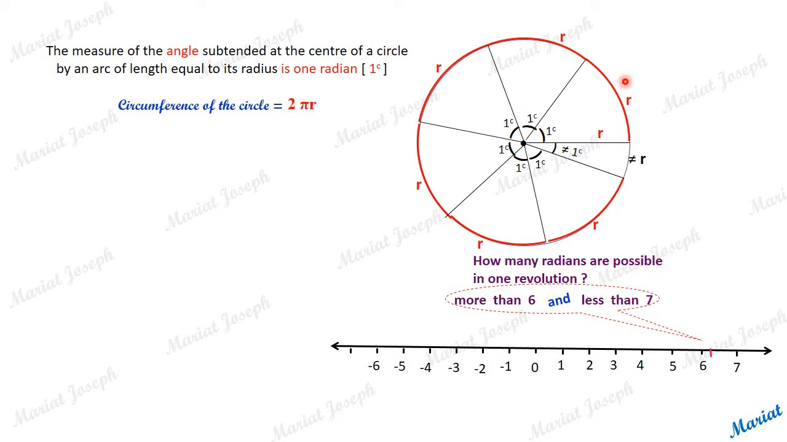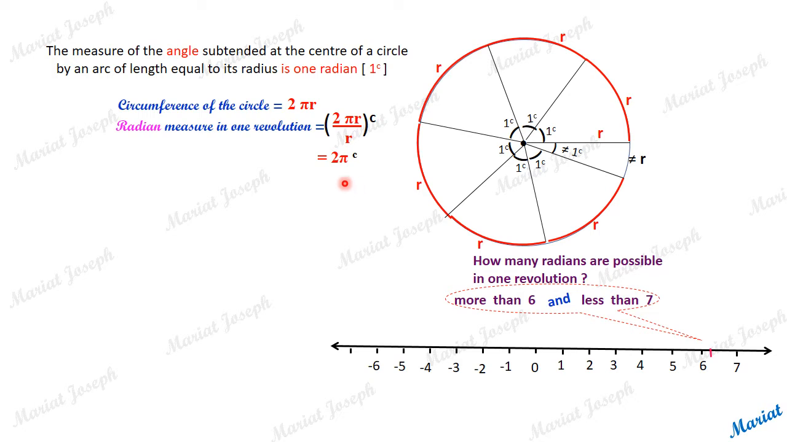So, this circumference, which we can obtain by the formula 2 pi r, where r is the radius of the circle and pi is the constant approximately equal to 3.14. This is the total circumference. Let's divide the circumference by r to get how many radians will be possible. Radian measure in one revolution will be 2 pi r upon r. How many r's could be divided? Divide and see, we get 2 pi.